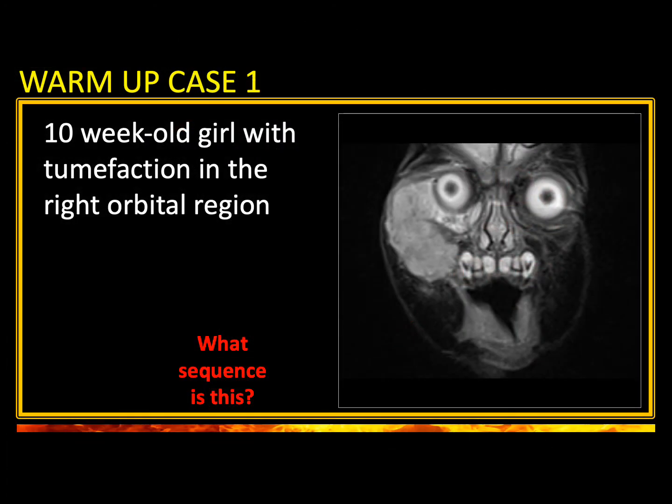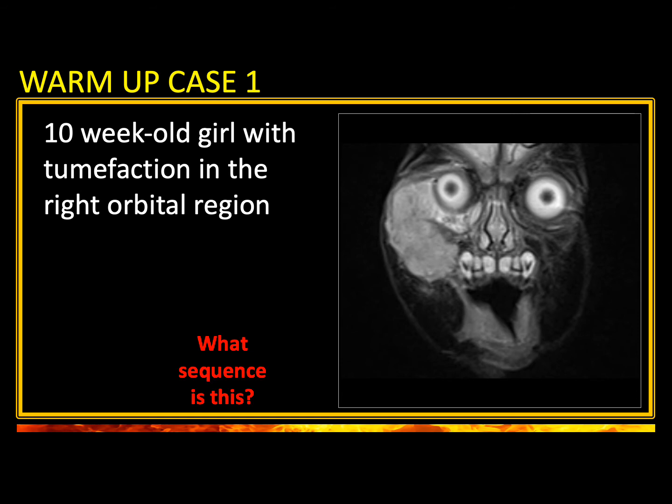There is a patient with a mass in the right orbital region. Look at this mass here. What sequence is that? This is a T2 sequence. How do we know that this is a T2 sequence? Because the globes that are full of water show hyperintensity. So when the water is hyperintense, we are dealing with a T2 sequence.